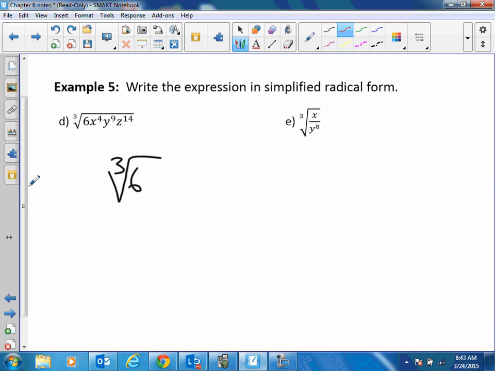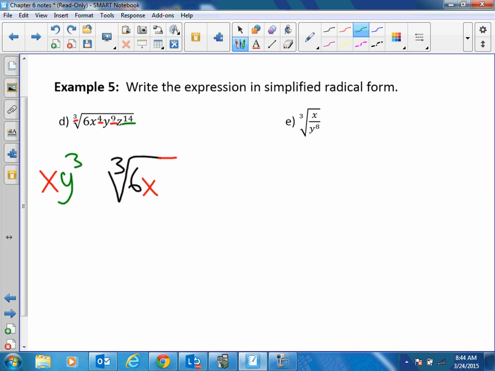The next one. Okay, we got x to the 4th and 3. How many times does 3 go into 4? 3 goes into 4 once, so 4 divided by 3 is 1. How many x's do we have left over, though? If we do 4 divided by 3, we have 1 remainder. So we're going to leave that 1 remainder underneath the radical. So we have 1 x on the outside, 1 x on the inside. Let's go to the y's. 9 divided by 3 is 3. There are no remainders, so I'm just going to put my y cubed on the outside.